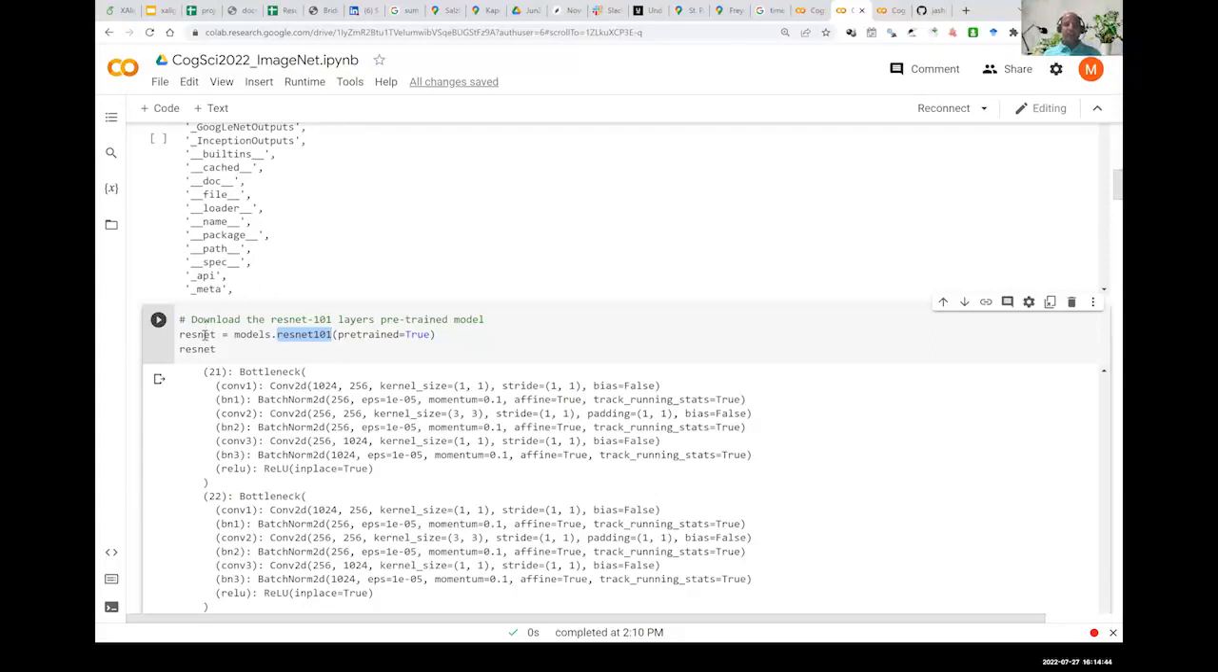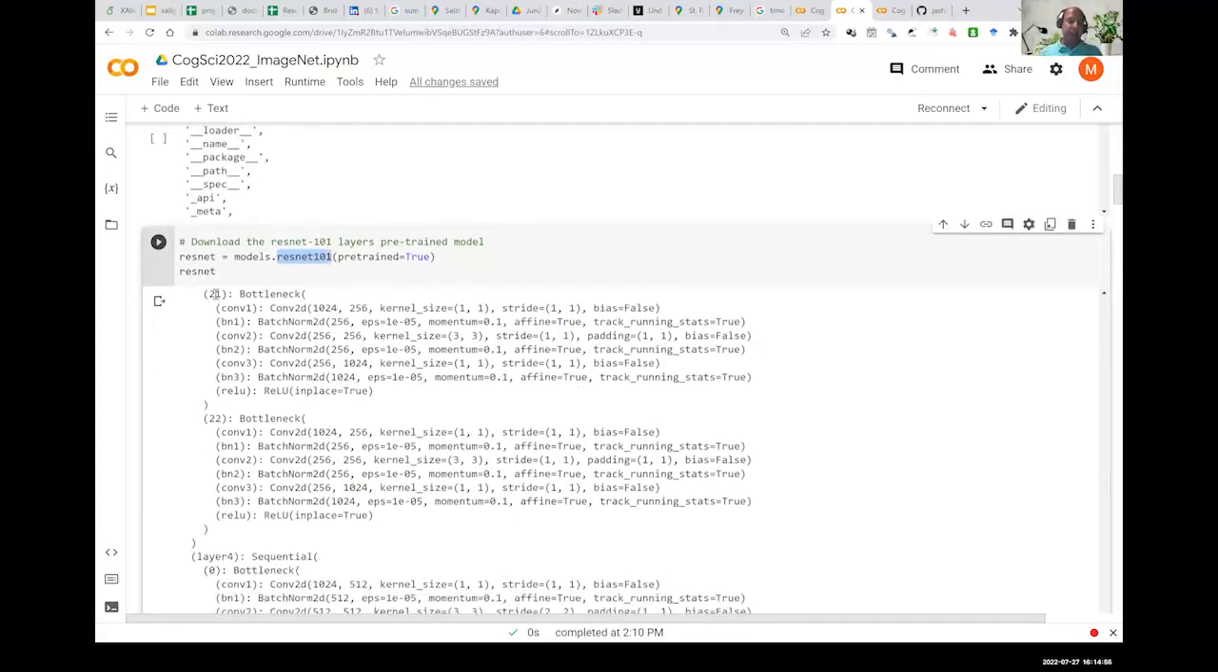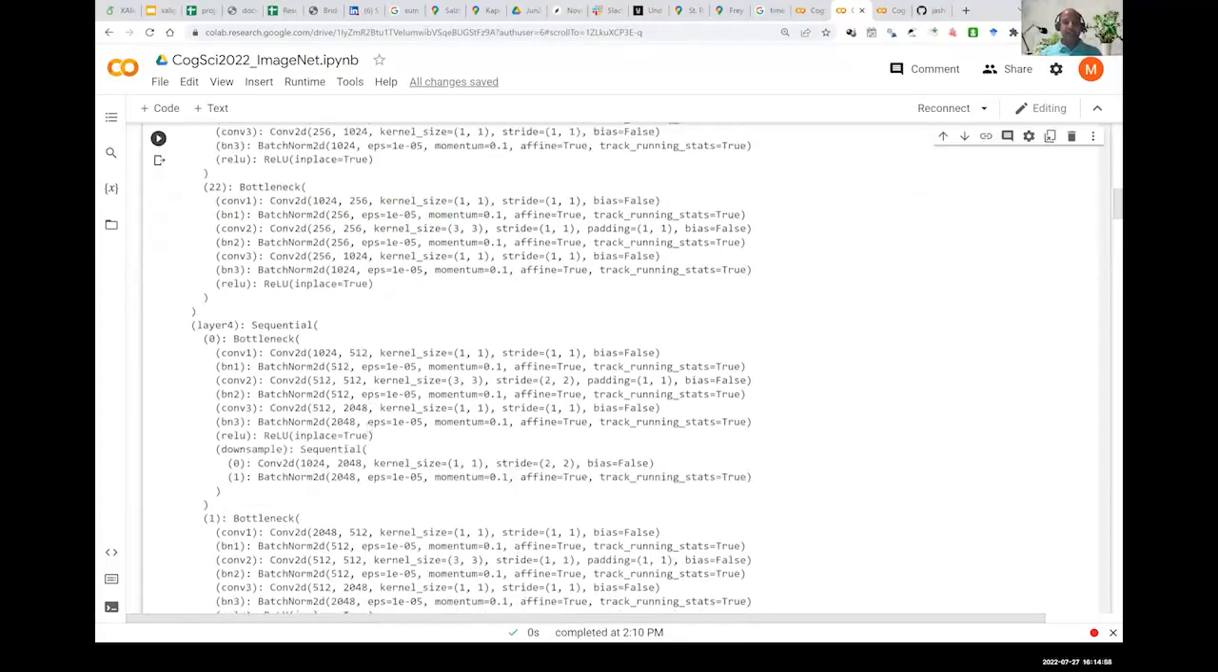So to get a ResNet model, you could just say resnet equal to models.resnet101. 101 here stands for 101 layers, so it's the depth of this model, pretrained equal to True. So you're basically taking a pre-trained model. You could print resnet, and that shows you the architecture of the model.